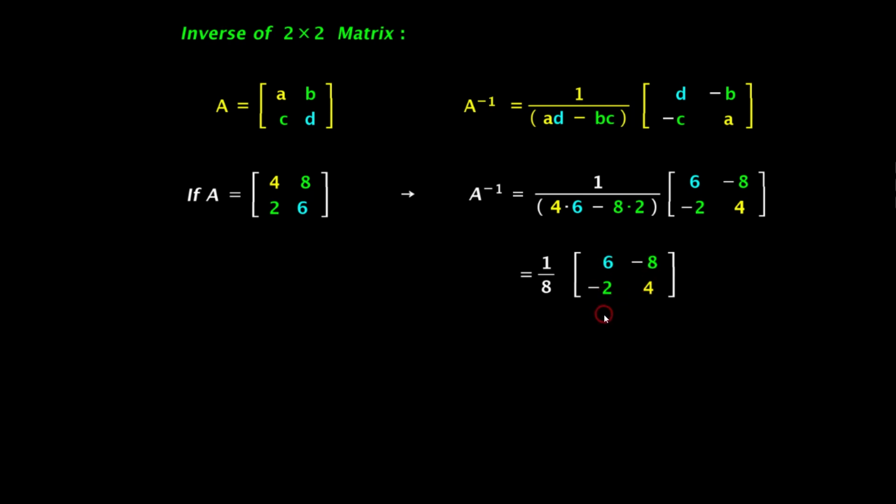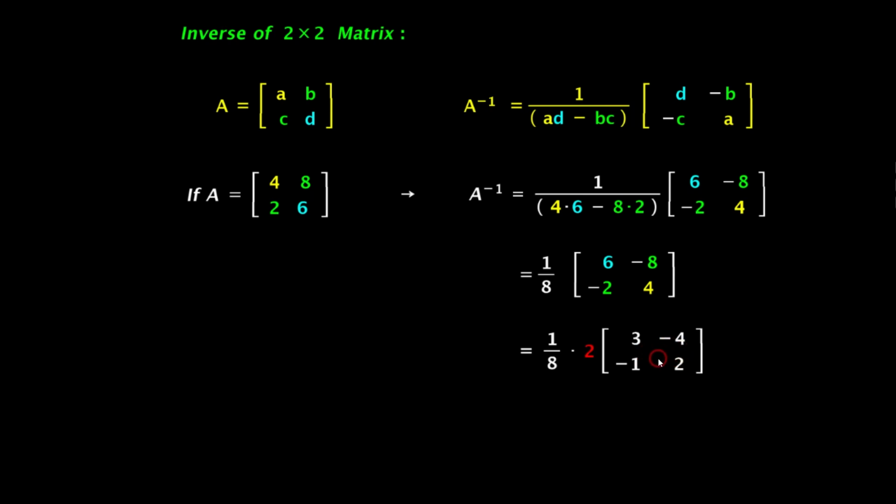Every number can be divided by 2. So we keep the 1 over 8 and decide to factor out a 2. Basically, we will divide every number by 2 and write the value in this box. So divide the 6 by 2, divide the negative 8 by 2, divide the negative 2 by 2, and divide the 4 by 2. The numbers are too small, that's why I haven't read them all. And when we are done, keep this value.